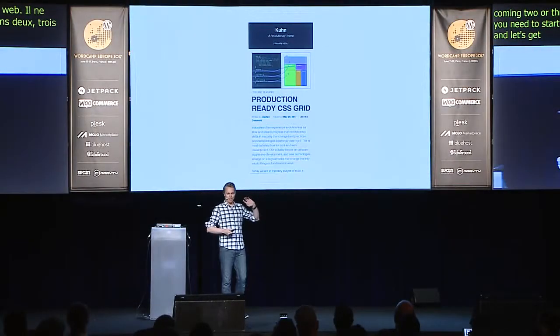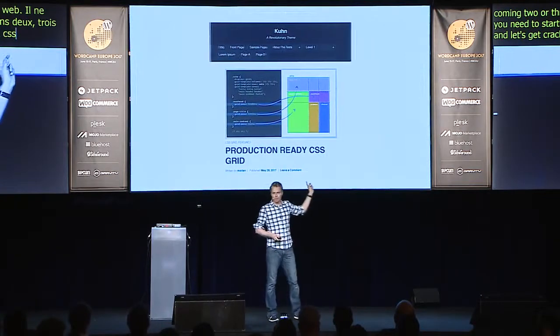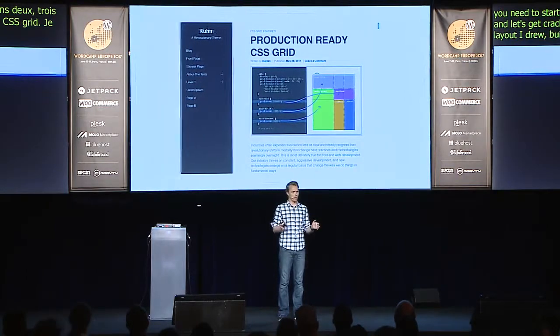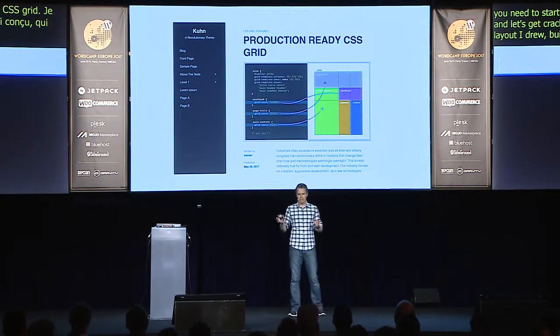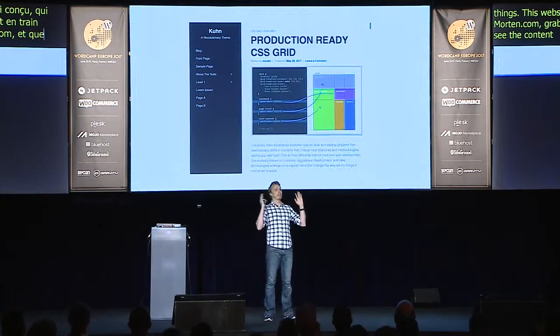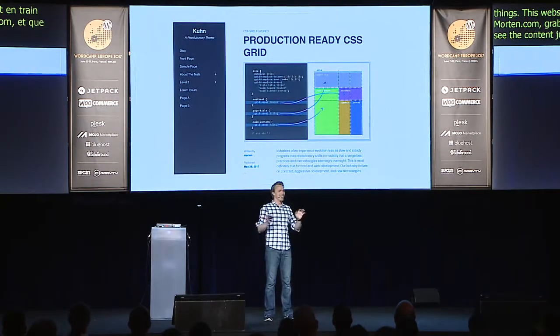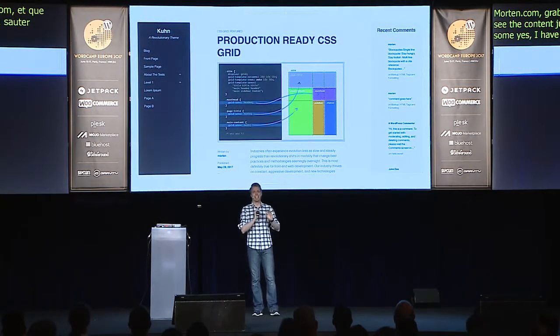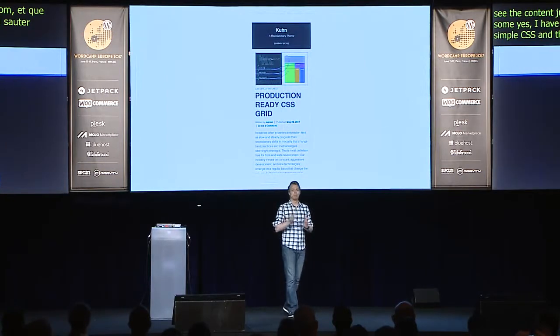So just to prove to you that I'm not making things up, this is the layout I drew, built purely in HTML and CSS and WordPress, running in the browser today. And all the stuff that you saw is happening, plus a bunch of other things. This website you're seeing here is my website. So if you go to morten.com, grab the side of your browser and start doing this, you'll actually see the content jumping around on the page. And your brain will say, there's some JavaScript happening here, or this might be Bootstrap. It's not. It's just pure, simple CSS. And in fact, the HTML behind it is cleaner than any HTML you'll ever see from WordPress before this point.